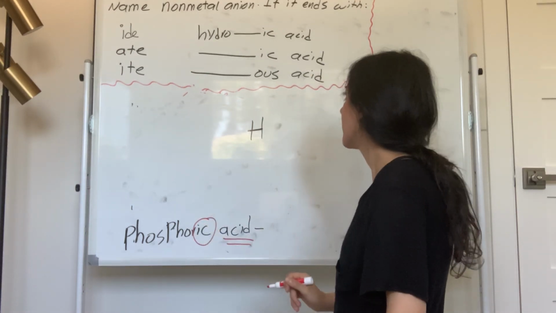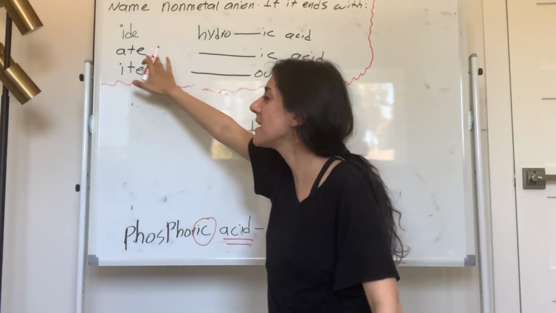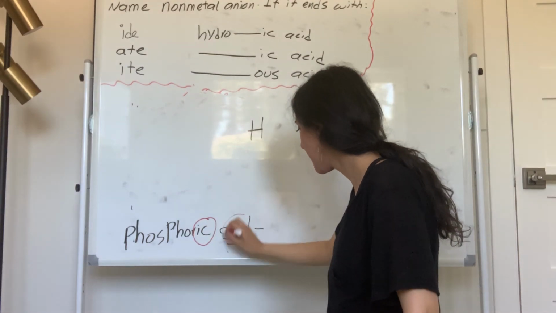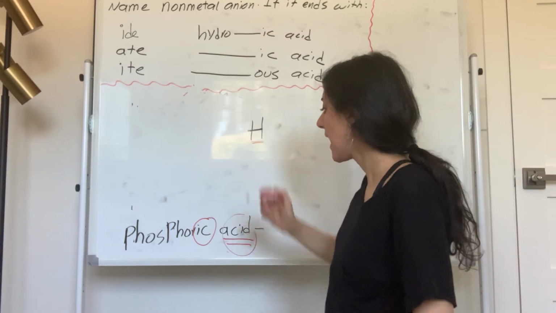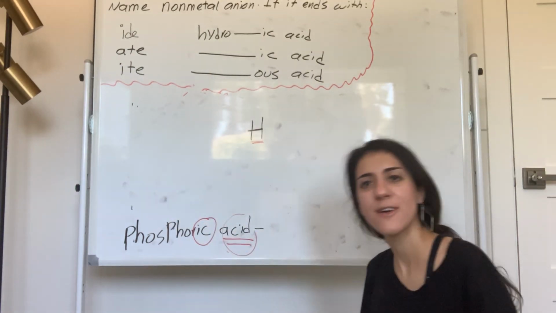Phosphoric acid is -ic acid. What did it used to be? It used to be -ate. So if I have phosphoric acid, I know I have an acid, so I have to put a hydrogen, okay? -ic used to be -ate, so it used to be phosphate.